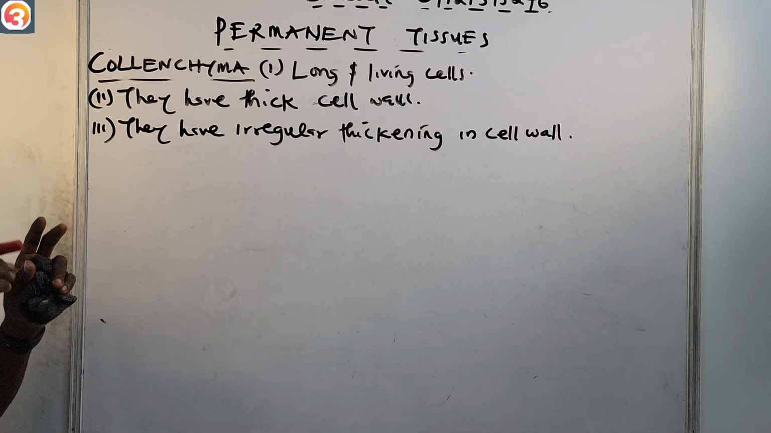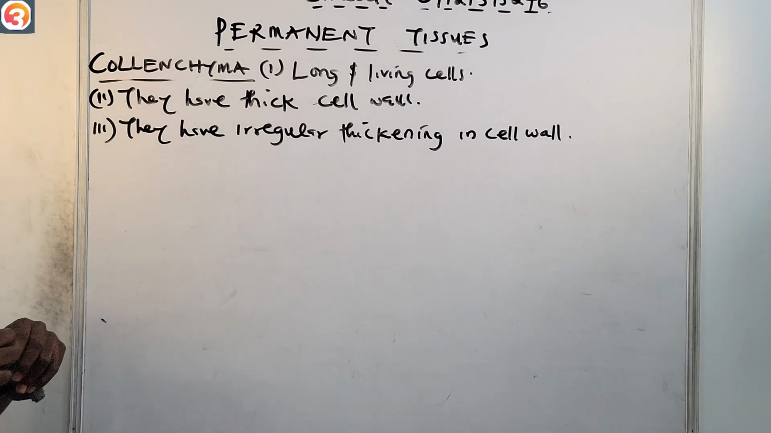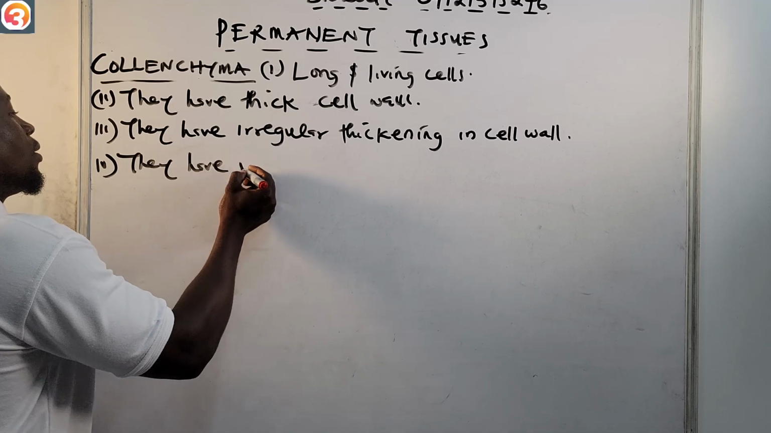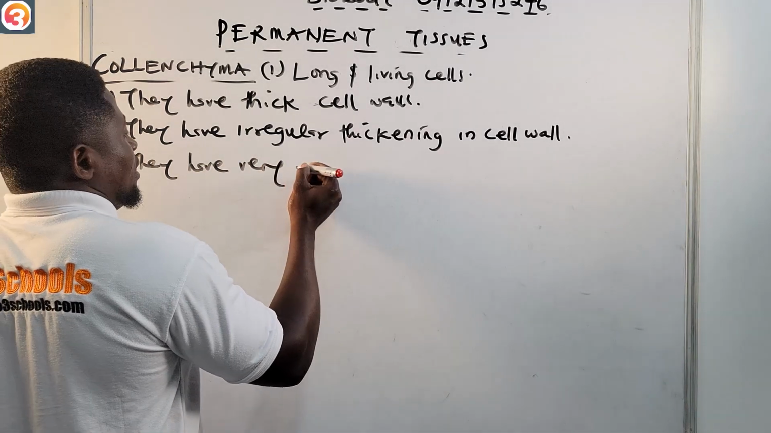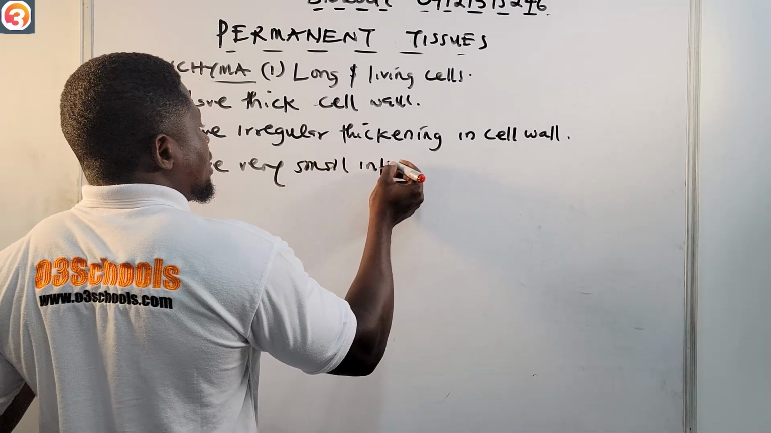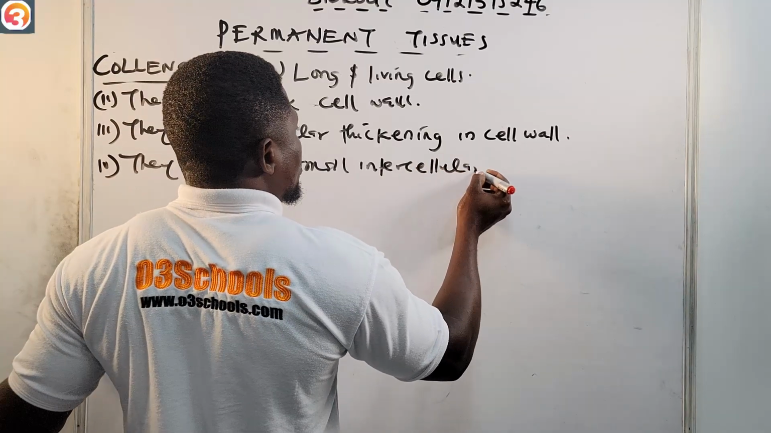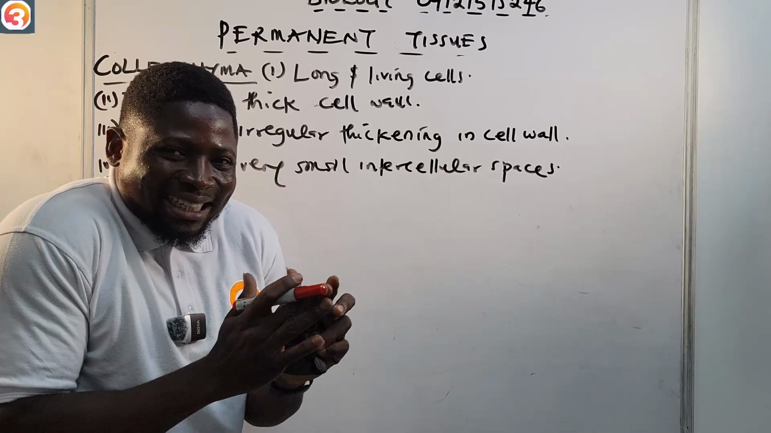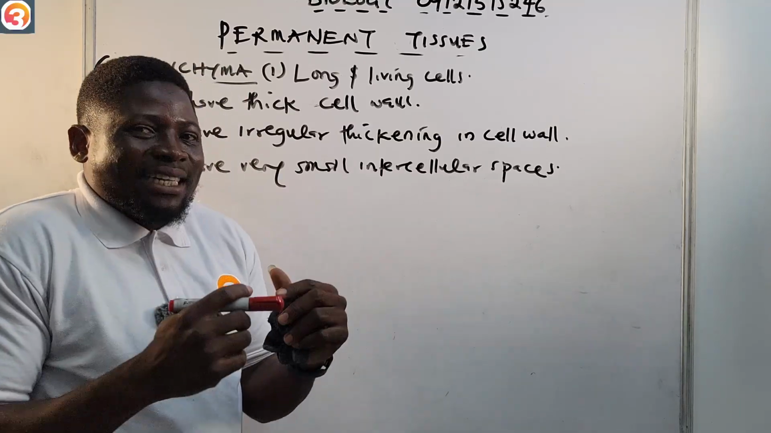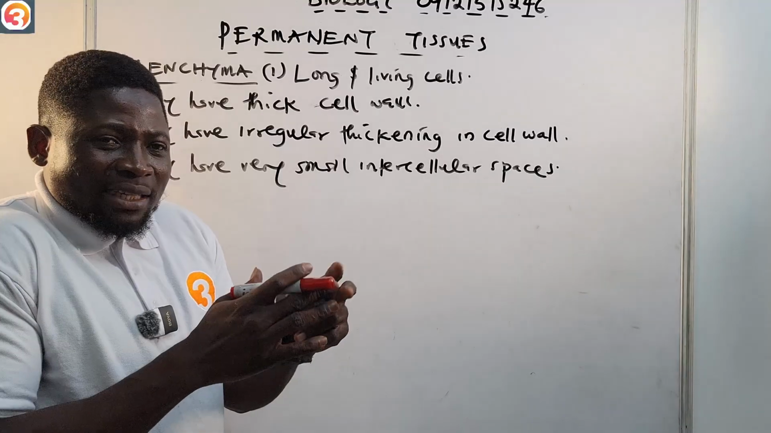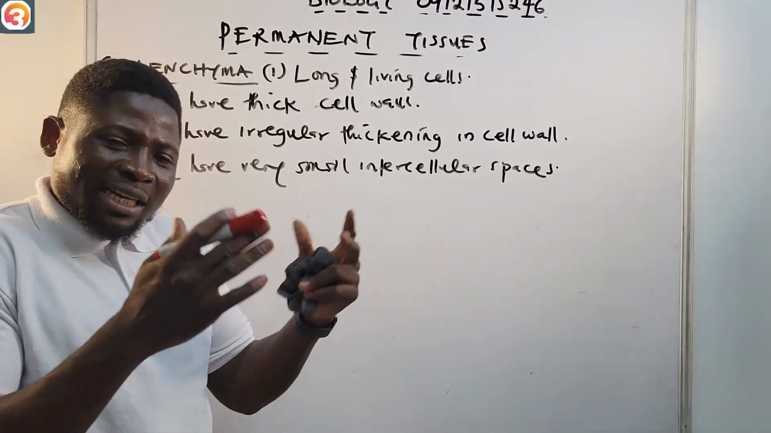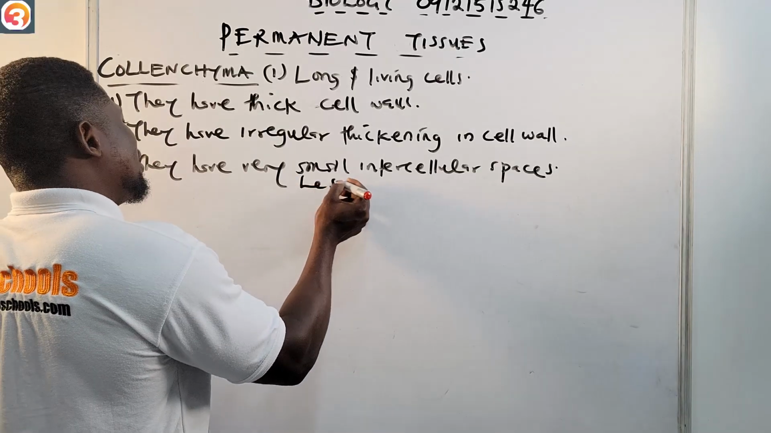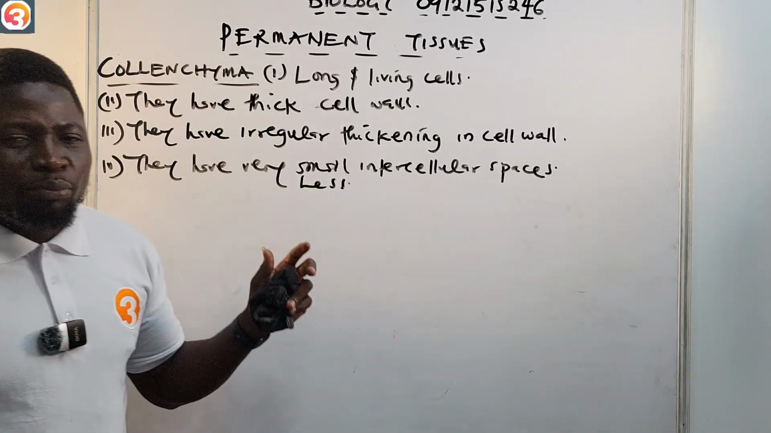Also, they have very small or very less intercellular spaces. Number four, they have very small intercellular spaces. What does this mean? It means they are tightly packed between them. They are not as free as the Parenchyma. Parenchyma have large intercellular spaces between them. So Collenchyma have less intercellular spaces between them.